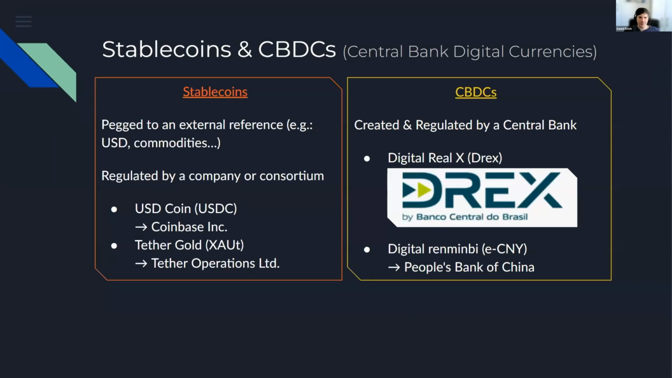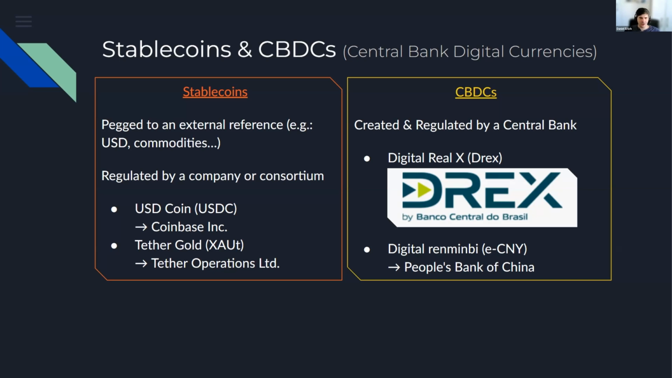So, continuing on the topic of integration, there's another type of integration called stablecoins and also CBDCs, which are even newer. Stablecoins are cryptocurrencies whose value is pegged to an external reference, for instance, the dollar, the euro, or commodities such as gold, and they are regulated by a company or a consortium of companies.